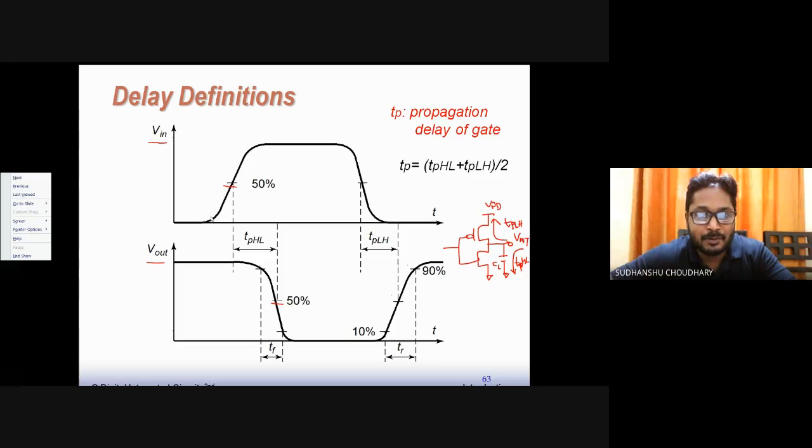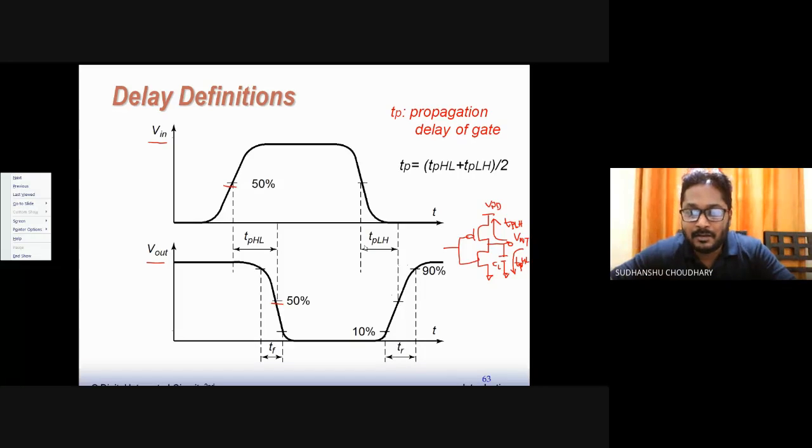Similarly, when the input goes from low to high, the output starts moving from high to low, that is from VDD to 0. When it reaches VDD by 2 again, you mark that point here, that is the 50% point. The time between these 2 points is called TPHL, or high to low time.